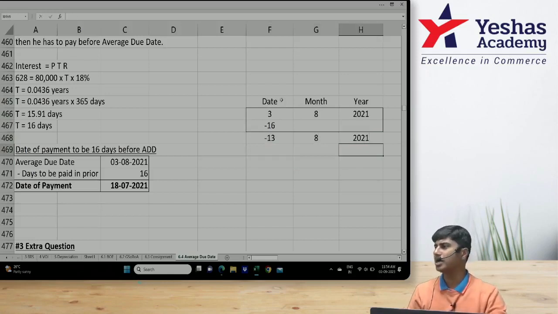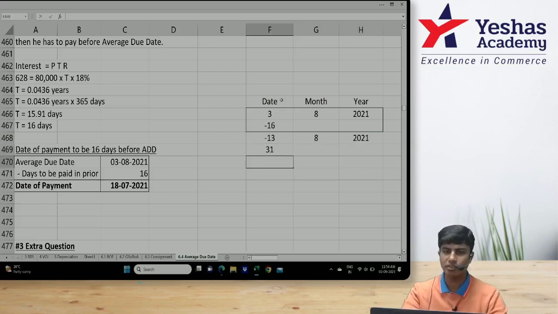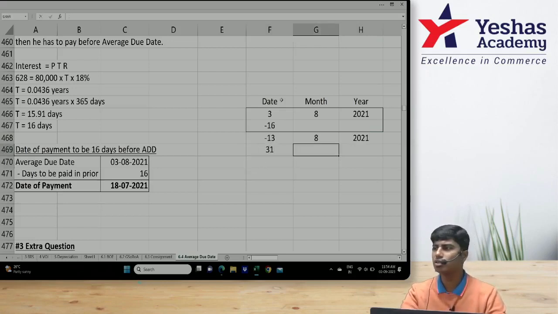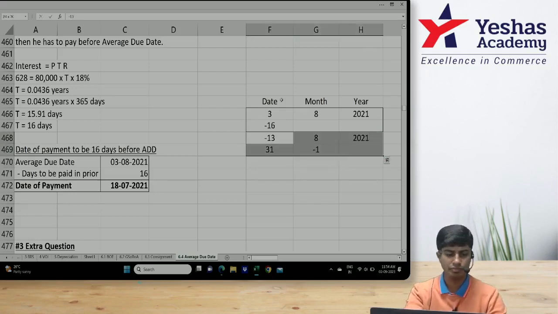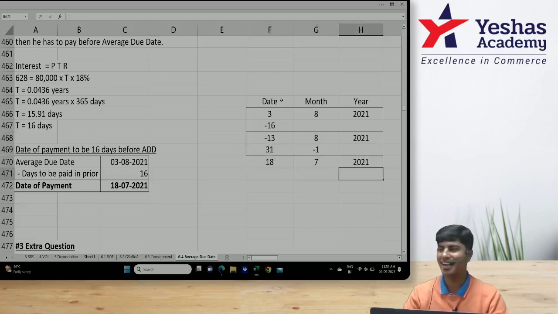There is no minus 13 days in August. Correct or not? So we'll write here plus 31. Correct or not? If you do plus 31 here, you go to minus 1. So what do we get? Correct. When you go backwards, here we did minus 1.